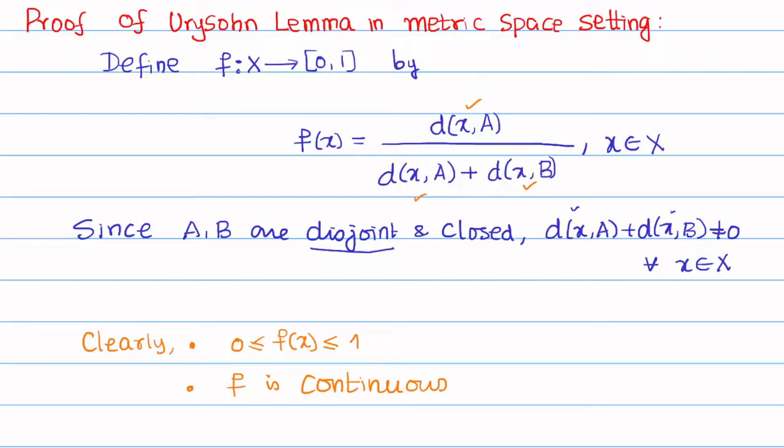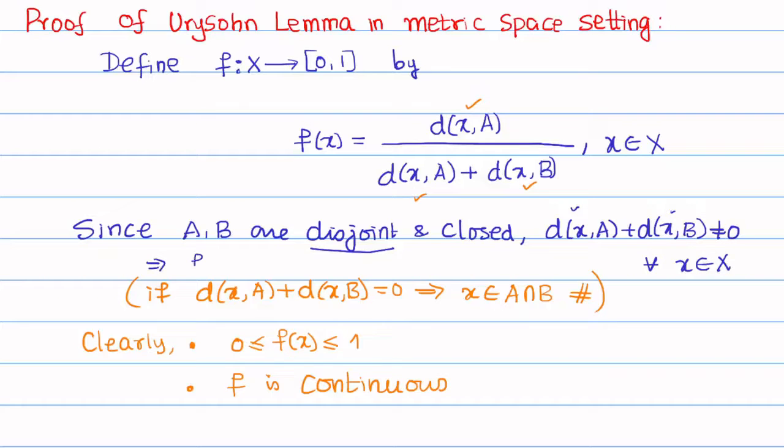If d of x comma A plus d of x comma B is 0, this implies that x belongs to A intersection B. That is a contradiction. Okay, அதனால என்ன ஆகும்? கண்டிப்பாக this value will be non-empty. Therefore we can write that f is well defined, denominator 0 வராது. Okay, now we will come to here. So f வந்து 0க்கும் 1க்கும் இடையில இருக்கும். f is a continuous function. Very good.